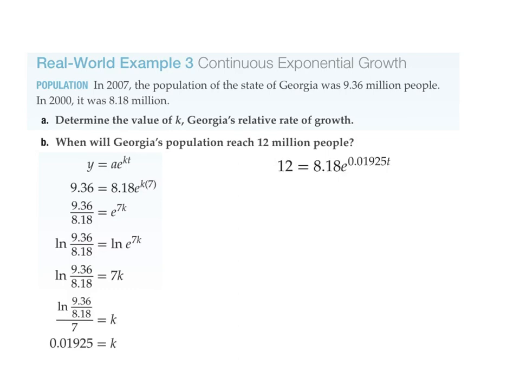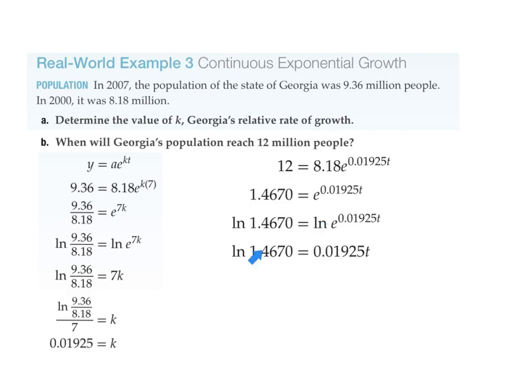All right, hopefully you actually went ahead and did that. My first move is to get the e term by itself, so I have to divide both sides by 8.18. And since I'm not looking for the constant here, I can actually just do that division. That's not a big deal. Then take the natural log of both sides. Again, get that natural log and the e to cancel. So I've got the natural log of 1.467 equals 0.01925t. Divide both sides by that to get t by itself. And t is 19.9, or about 20.